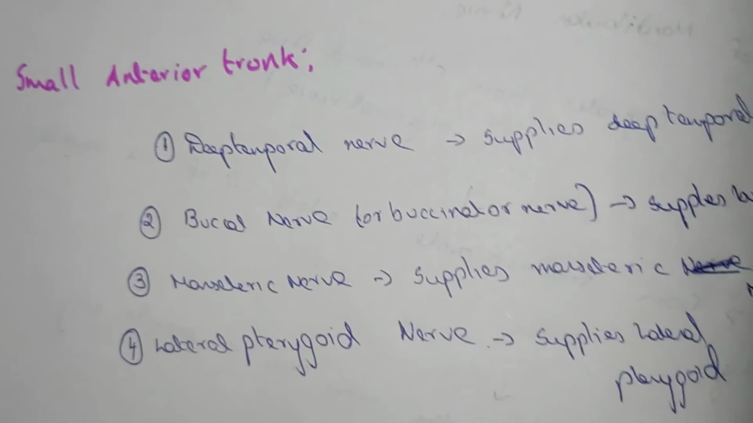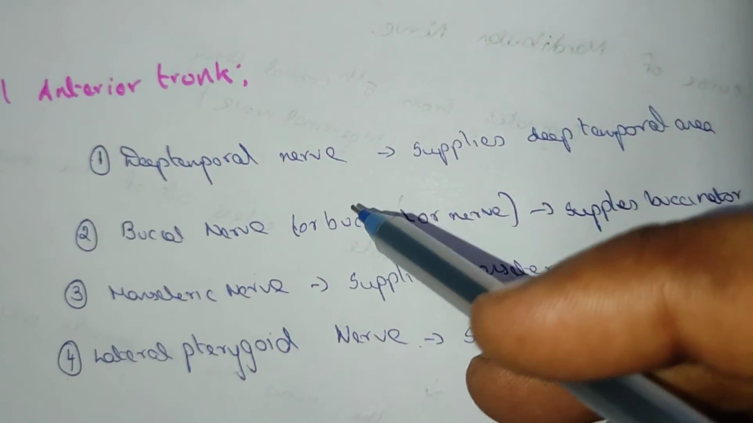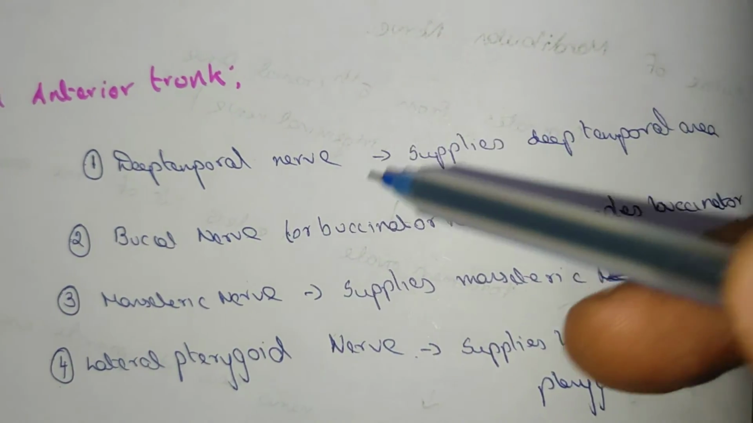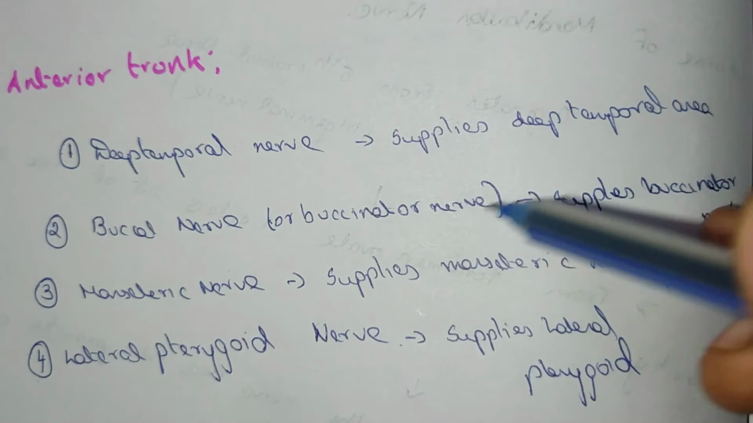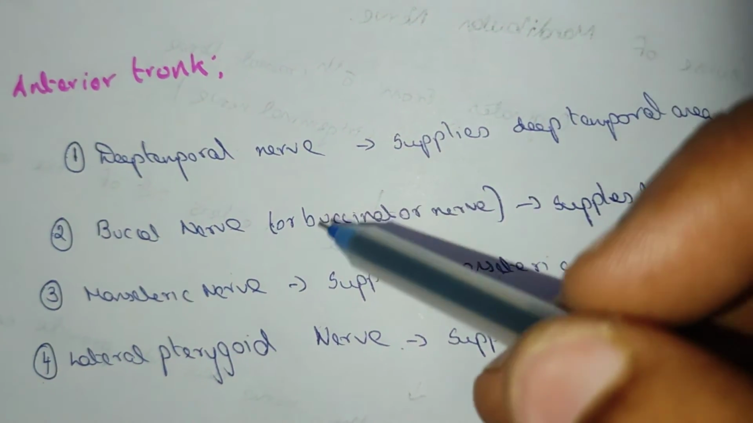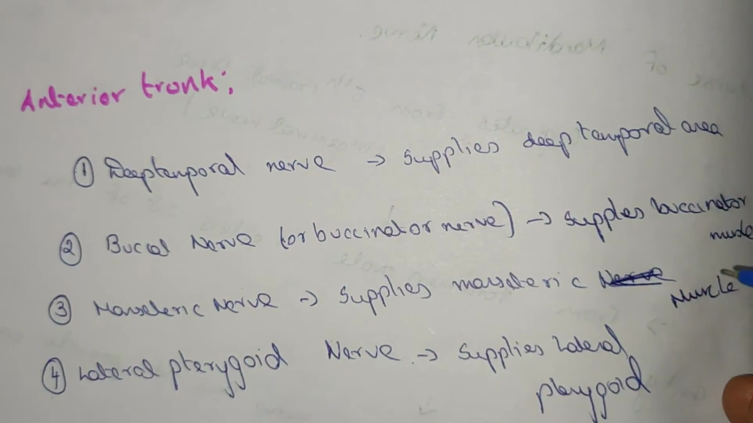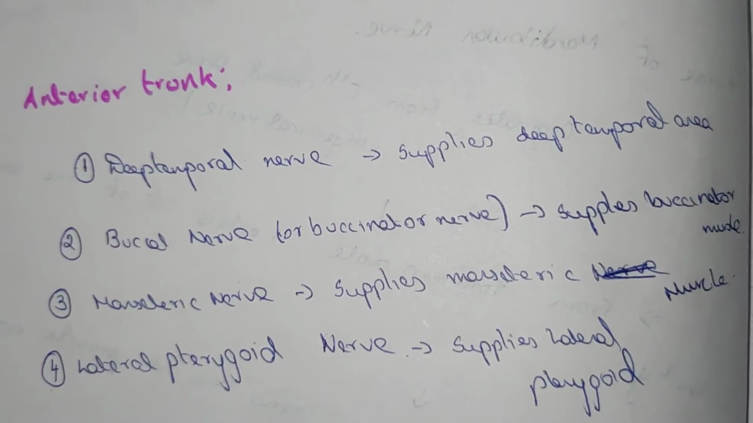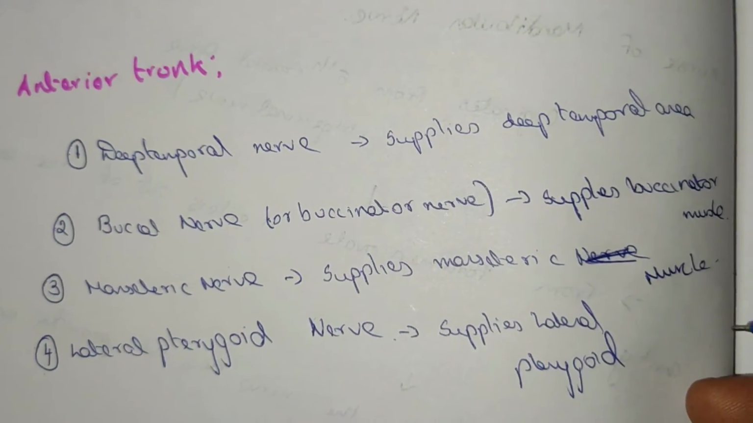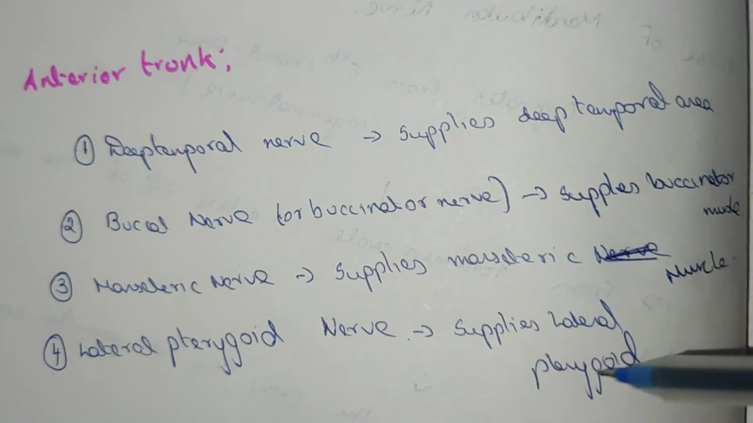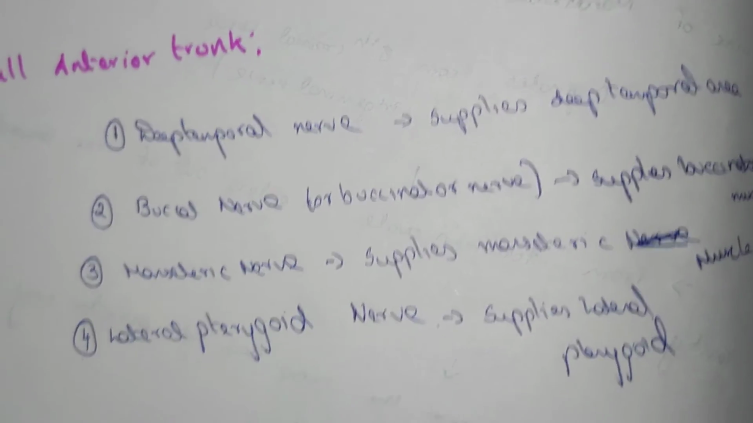Now we will see about the small anterior division. It divides into four nerves: deep temporal nerve, buccal nerve, masseteric nerve, and lateral pterygoid nerve. The deep temporal supplies the deep temporal area. The buccal nerve supplies the buccinator muscle; it is otherwise known as the buccinator nerve. The masseteric nerve supplies the masseter muscle, and the lateral pterygoid nerve supplies the lateral pterygoid muscle. These are the anterior division of the mandibular nerve.